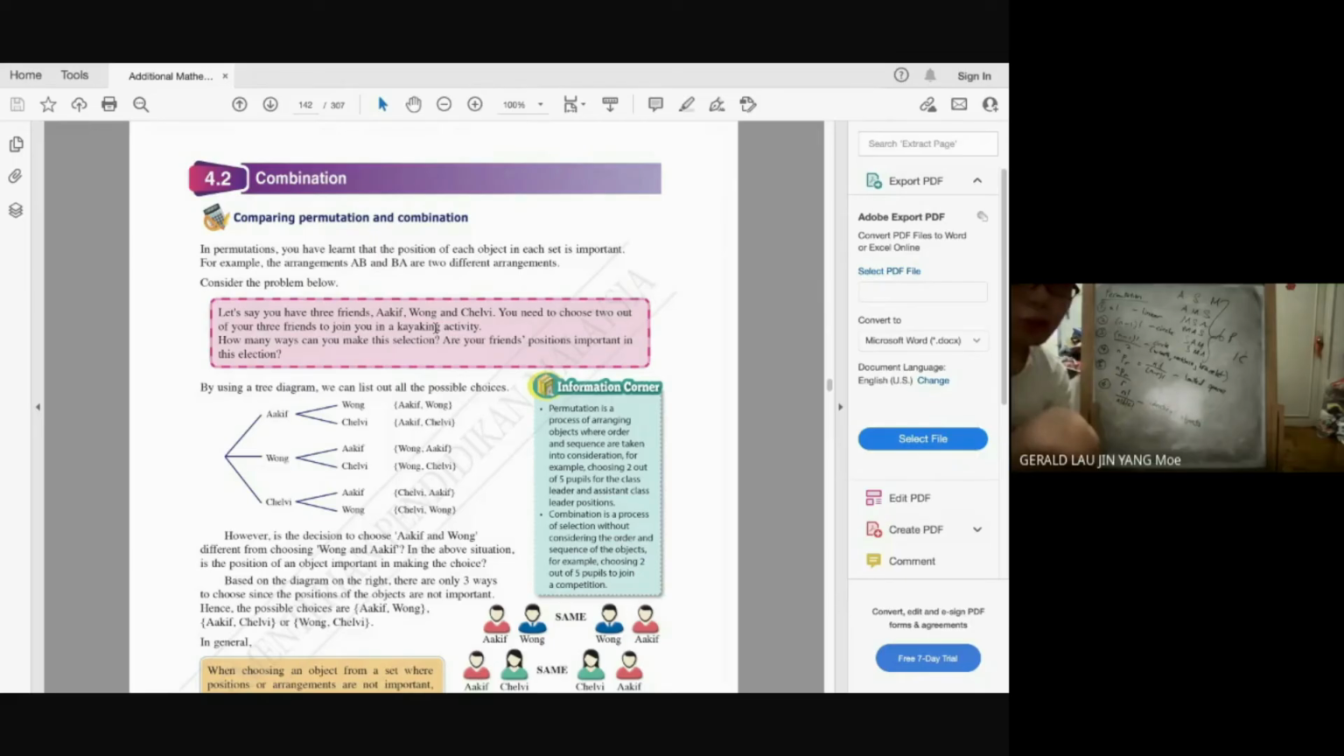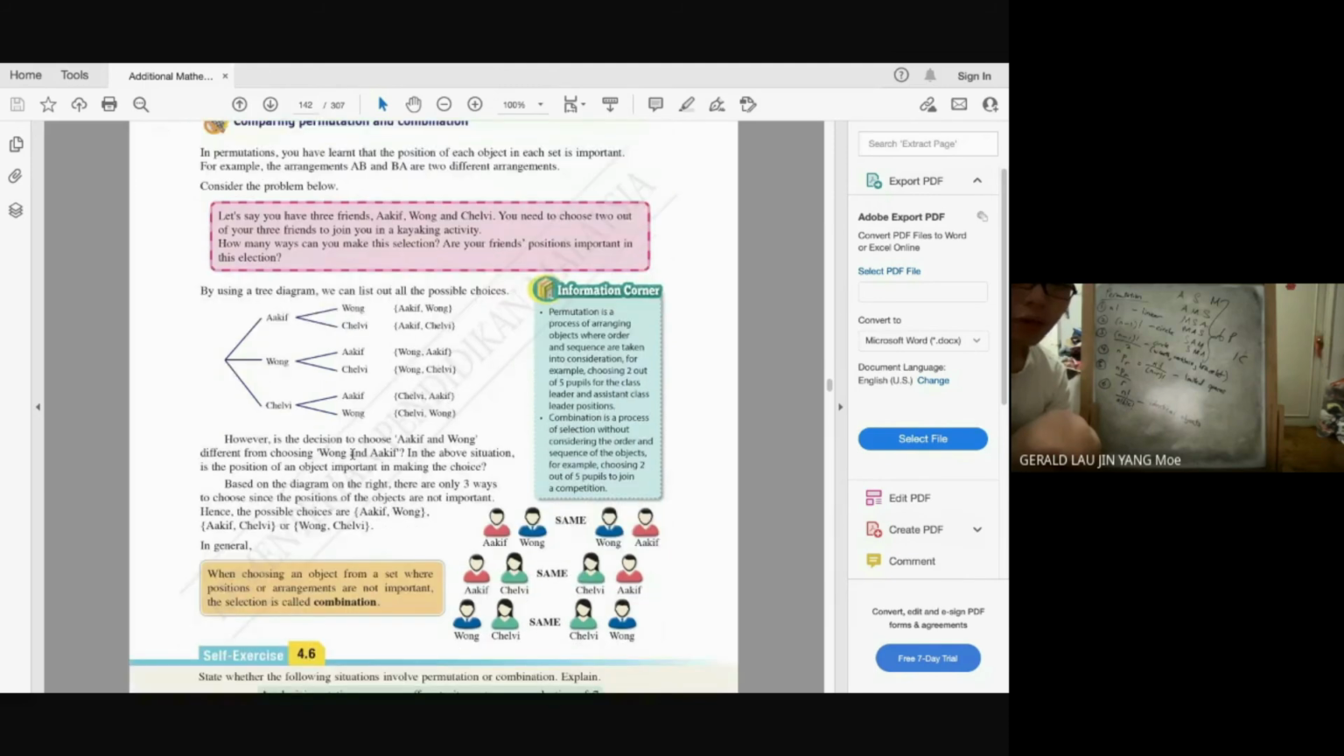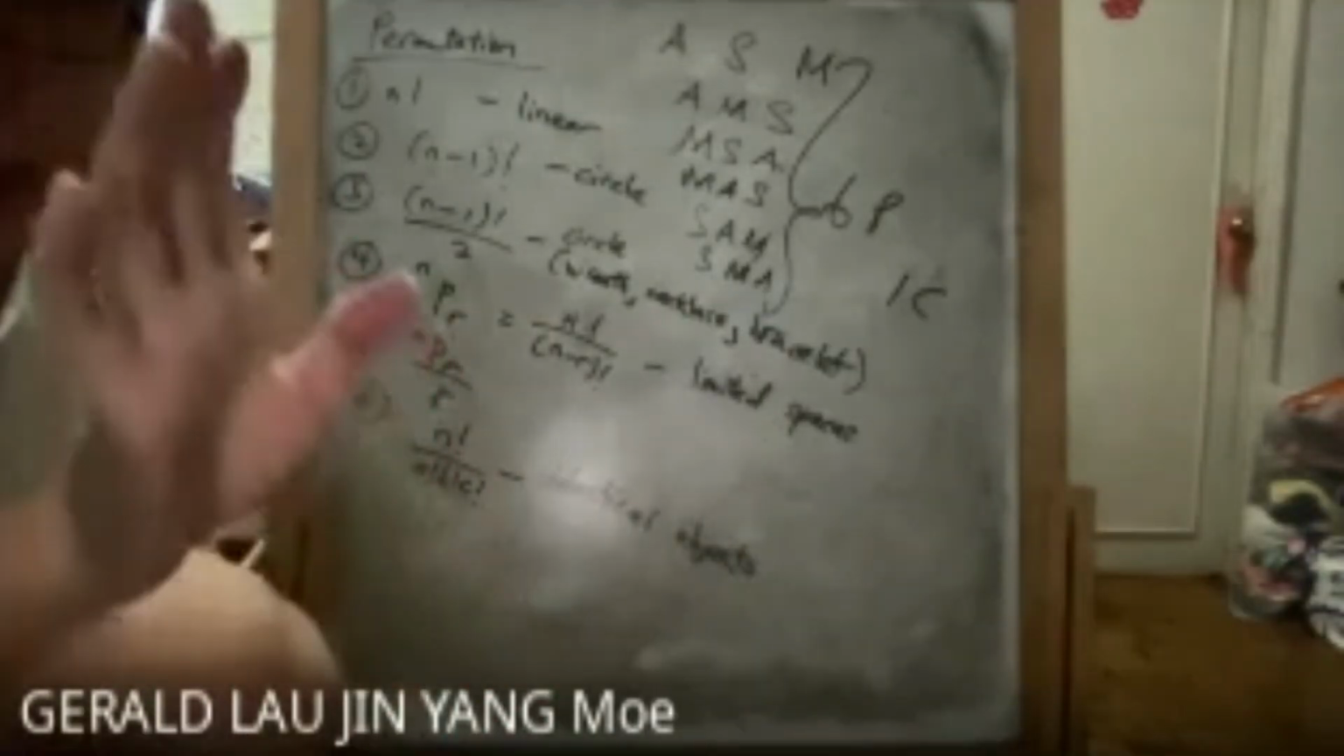Okay? So you look at this tree diagram again. If it's using permutation, you have 6 possibilities. But if you are using combination, arrangement does not matter. Look, Akif and Wong is the same as Wong and Akif. Akif, Shelby, if Shelby goes in front of Akif, is the same. Wong and Shelby, Shelby and Wong is the same. So you only have 3 possibilities for combination. Can you understand? So I say combination is actually easier.